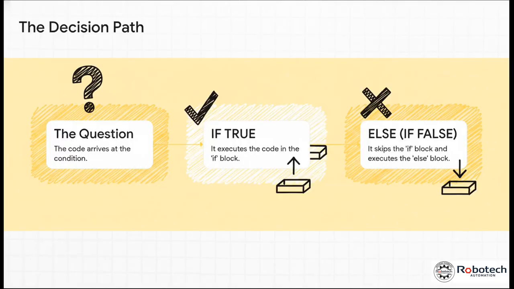Let's break down how that decision actually happens. First, the code gets to the condition. That's the question it needs to answer. Now, if the answer to that question is true, it jumps inside the if block and runs whatever code is in there. But else, if the answer is false, it completely ignores the if block. It just skips right over it and runs the code inside the else block instead. It always picks one path and never both.